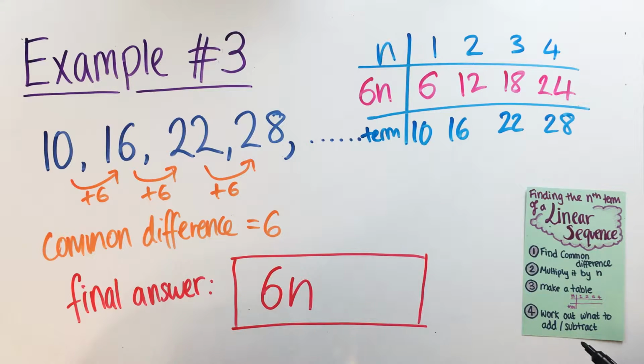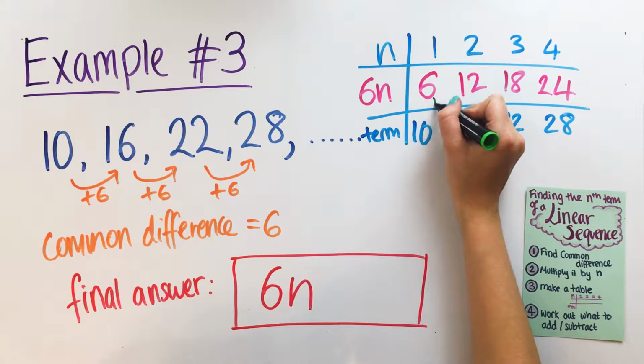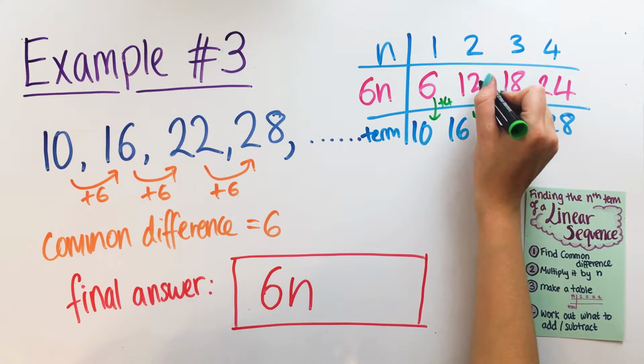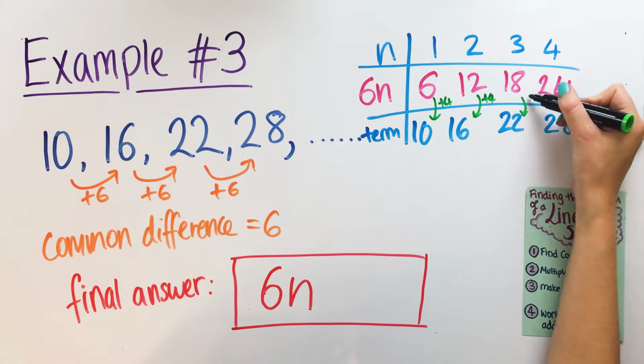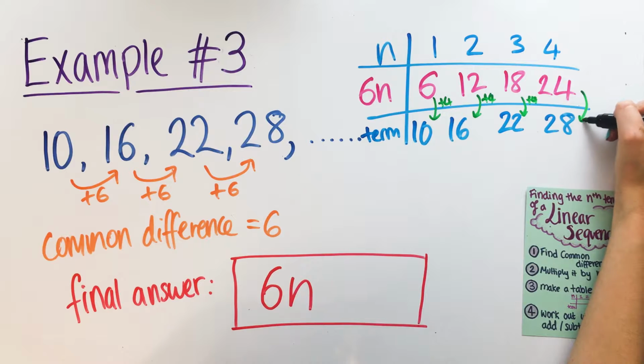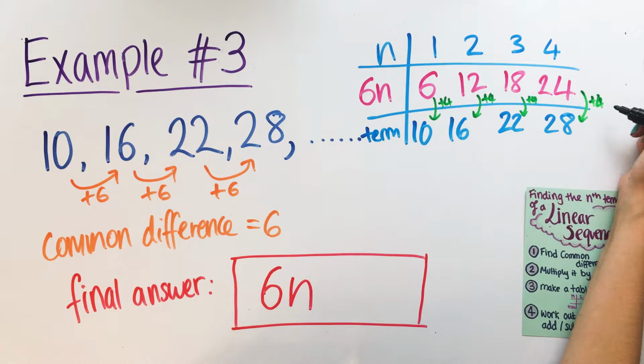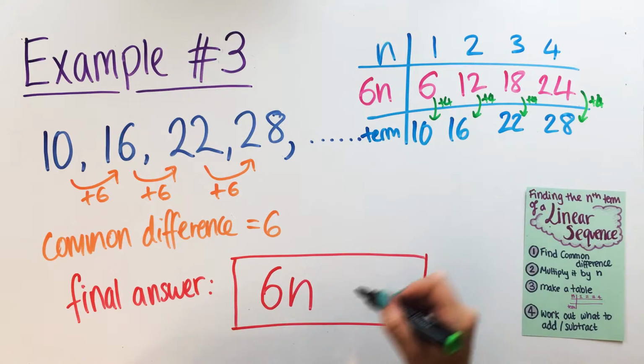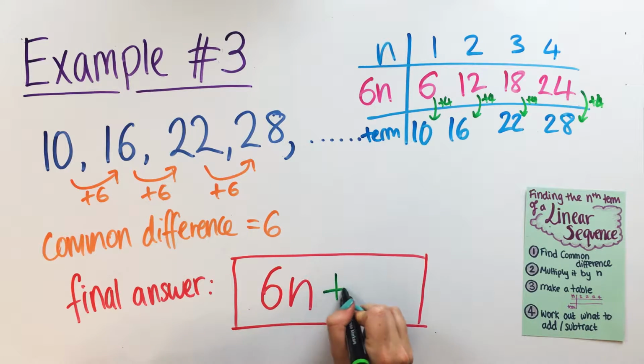And then we go to step 4, work out what to add or subtract when going from the second row to the third row. So here we're adding 4, and you can see all the way along this row we're adding 4 to get from the second row to the third row. Plus 4 here too, and plus 4 to get from 24 to 28. So to get from the second row to the third row, we add 4. So we then finish our final answer by writing in plus 4. So there we go, that's the nth term of this sequence.